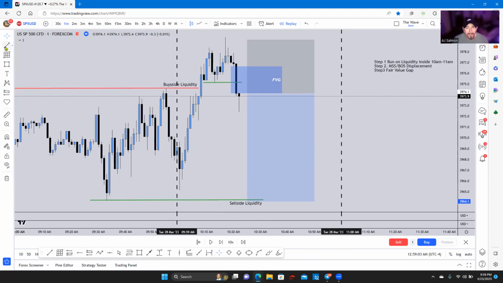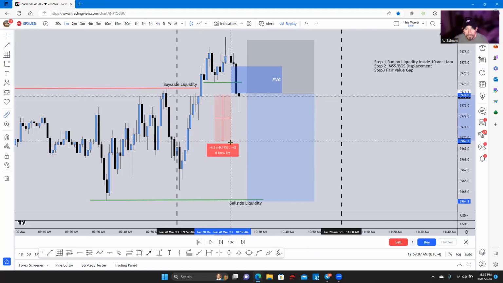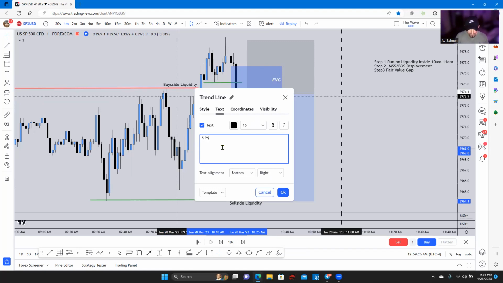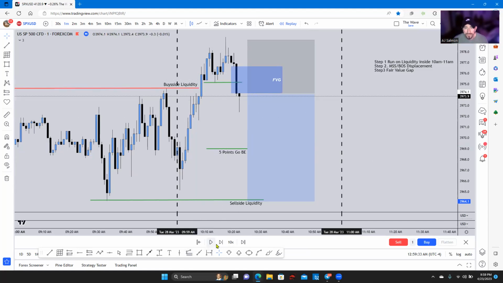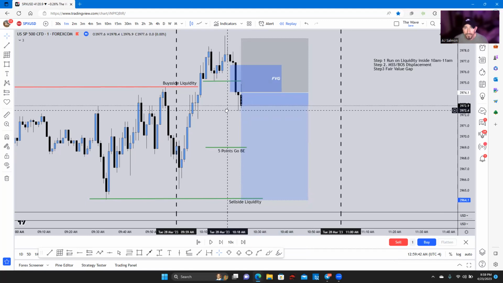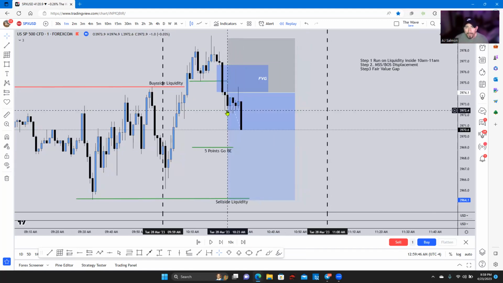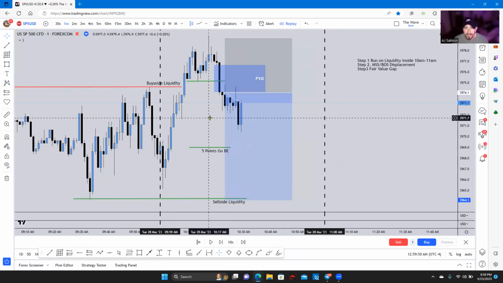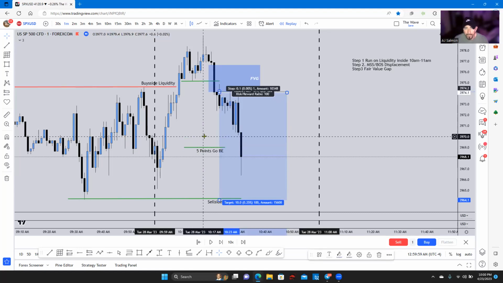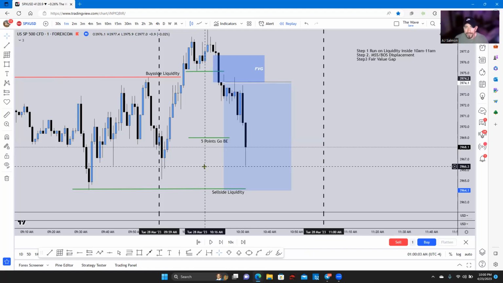Let's see here. 5 handles would be 39.69. So this here would be 5 handles, and at five points you go break even. We wait for our entry. The very next candle wicks up in there and you're in this trade. It comes back up, giving you another chance to enter in case you missed. Boom. Now your stop goes to break even. You could either close partials here or let the rest run. You're already in a risk-free trade.